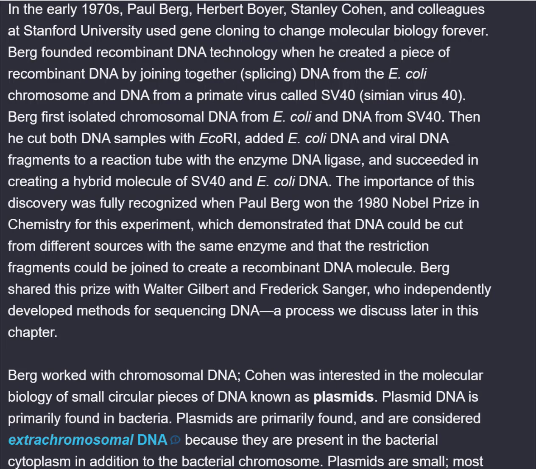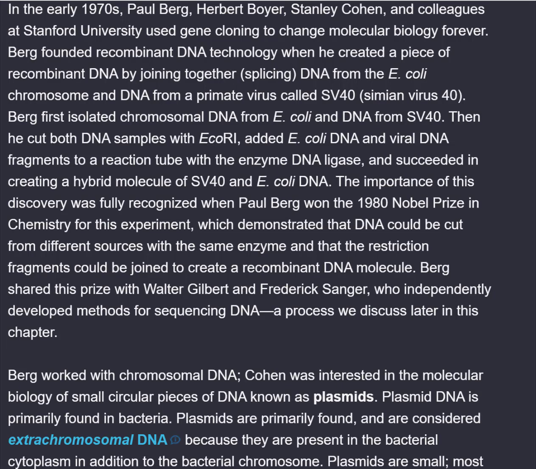Berg first isolated chromosomal DNA from E. coli and DNA from SV40. Then he cut both DNA samples with EcoRI, added E. coli DNA and viral DNA fragments to a reaction tube with the enzyme DNA ligase, and succeeded in creating a hybrid molecule of SV40 and E. coli DNA.